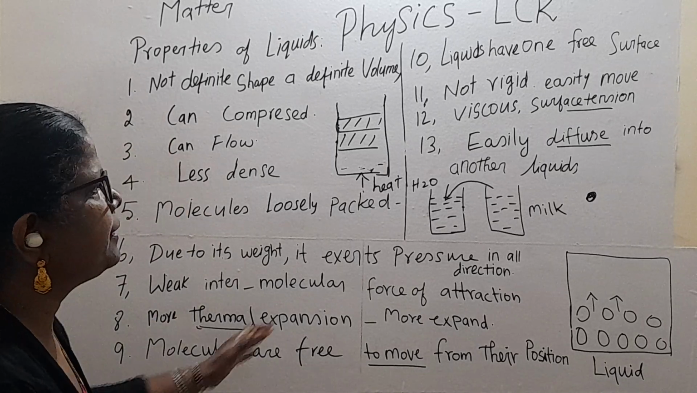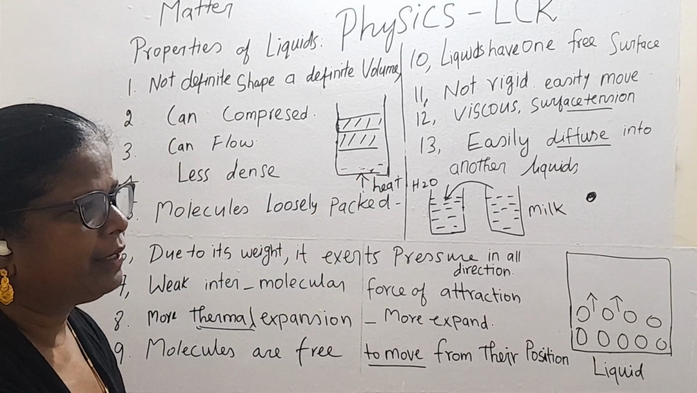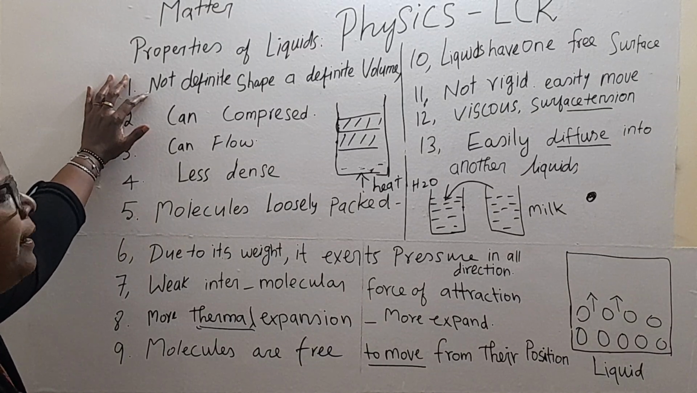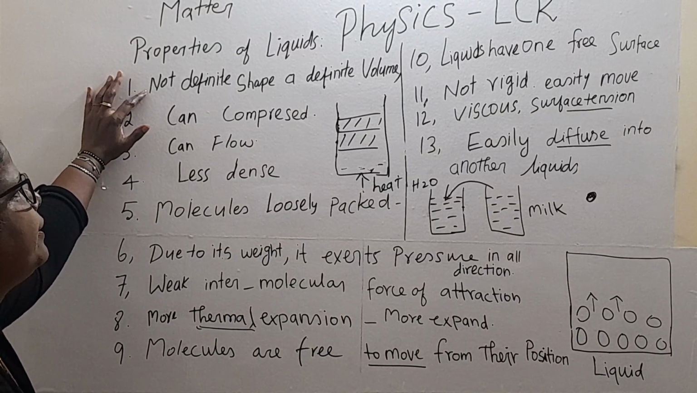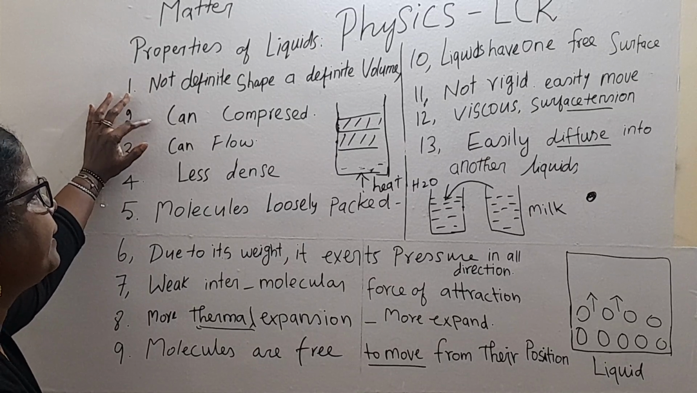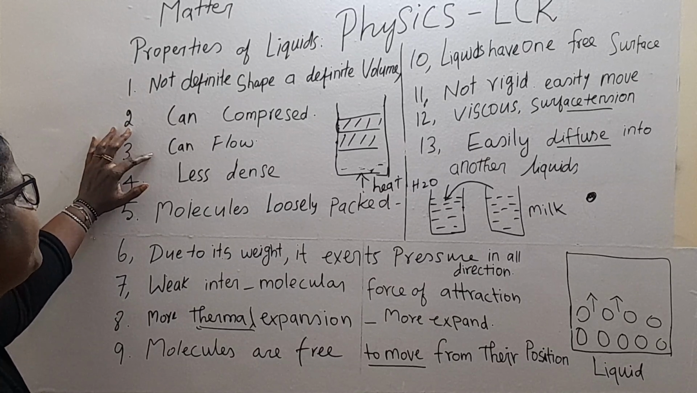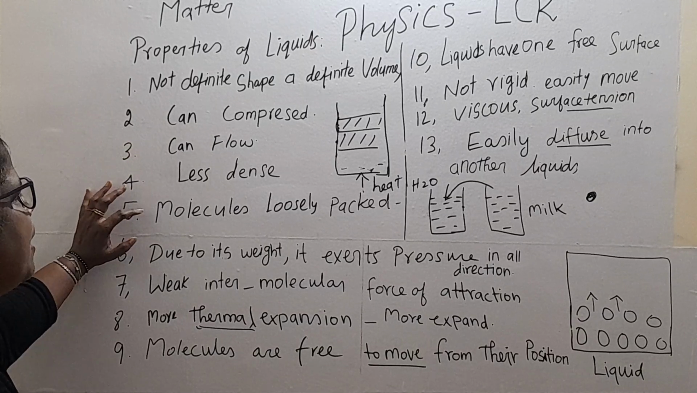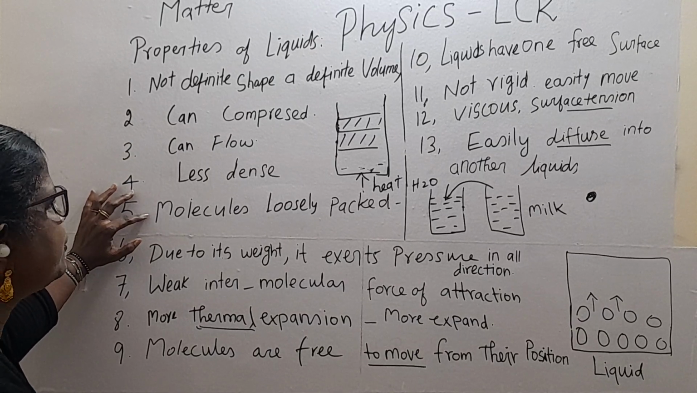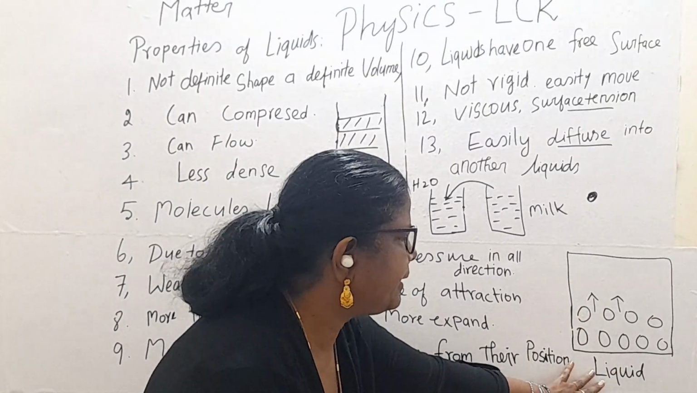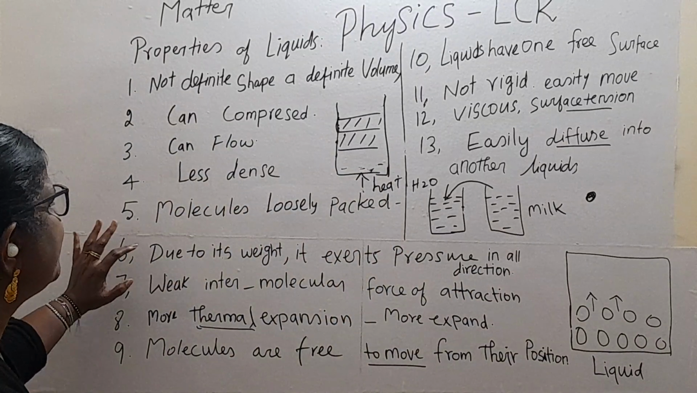What are the properties? Here 13 properties are given. First one: liquids do not have a definite shape, but they have a definite volume. Second, it can compress. Liquid can flow. Liquid is a less dense material. Liquid has a molecular arrangement that is loosely packed. Here the molecular arrangement is given.